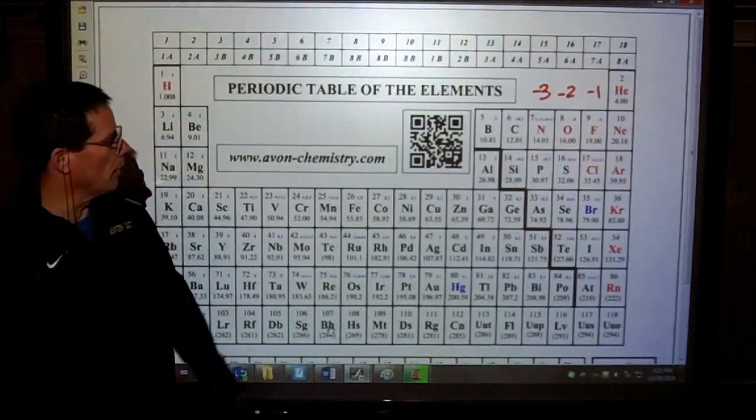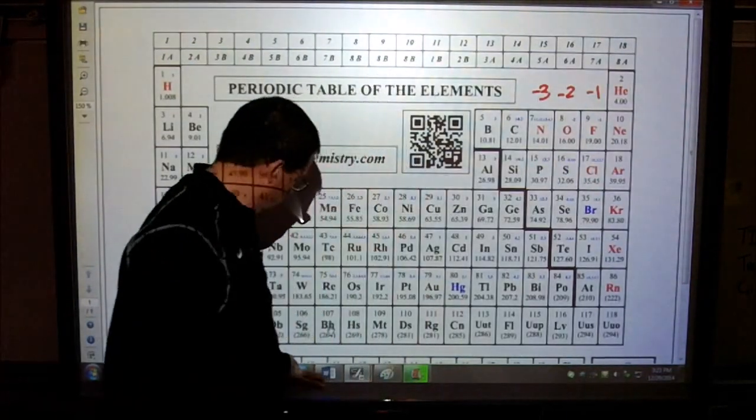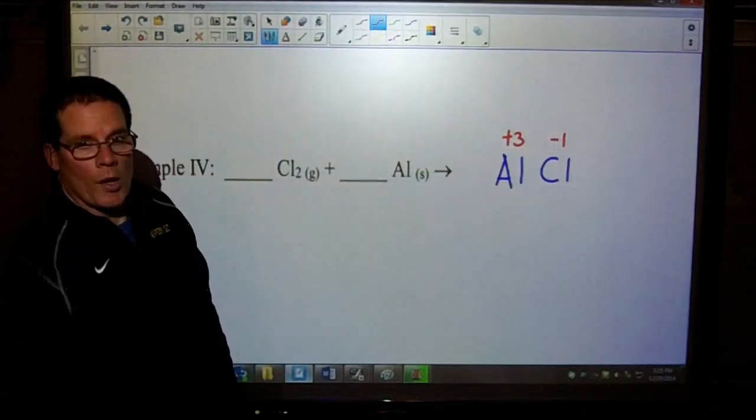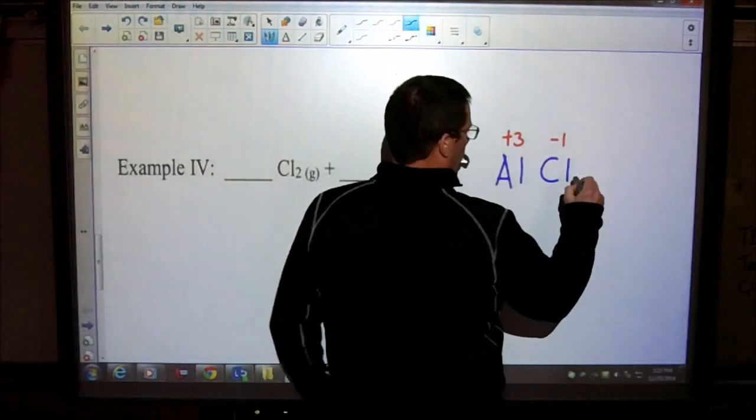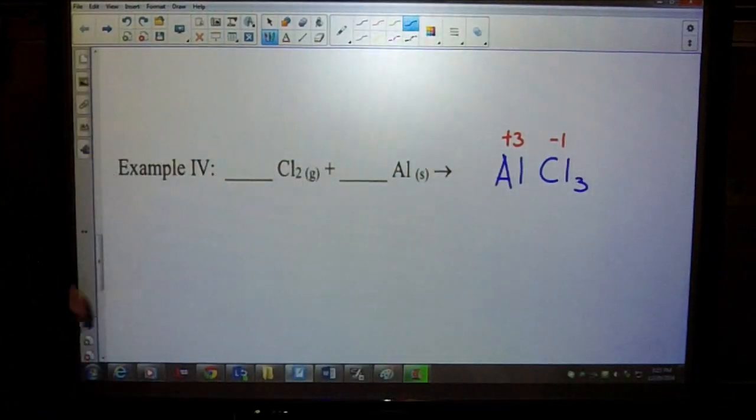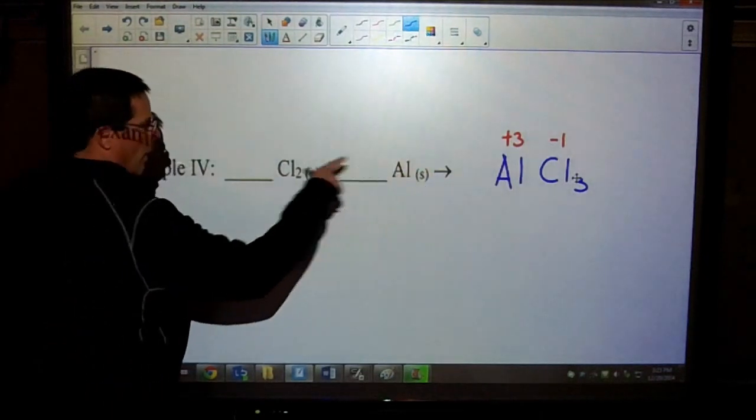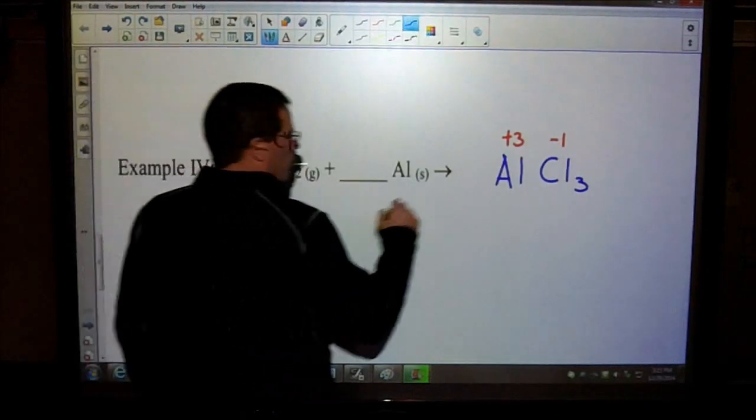Again, looking at your periodic table, aluminum +3, chlorine -1. So when we look at this, we're not going to put a 2 there and then put parentheses around it. That just does not exist. So that means we need 3 of these. So since I have 3 chlorines, that means that I'm going to need to balance my chlorines. I have 2 here and I have 3 here, so that means I need to put a 3 there.